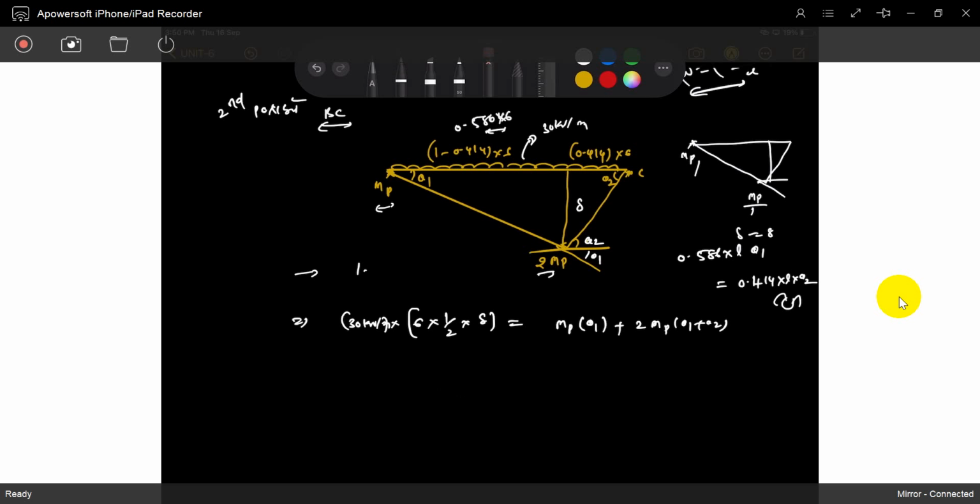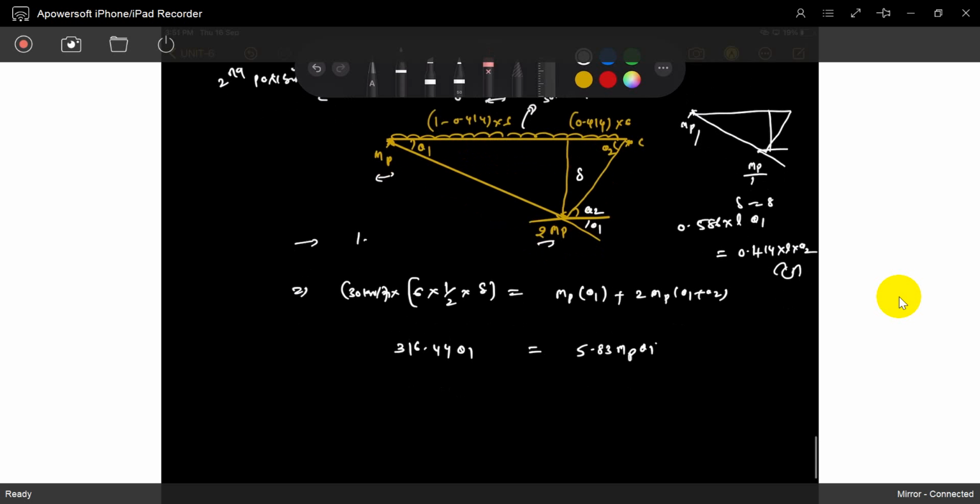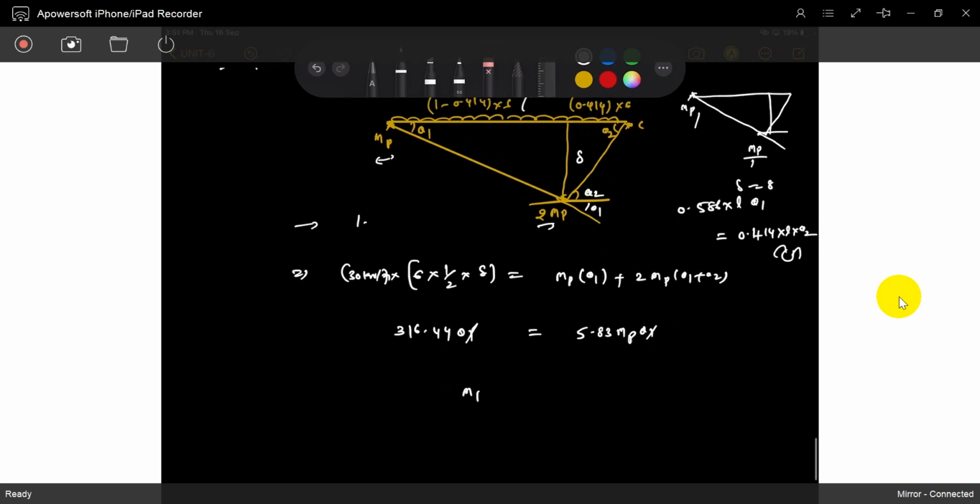No need at all, I will write it down. This value is exactly 5.83 MP theta 1. This is 31.44 theta 1. So what is theta 1? Theta 1 cancels. What is MP? MP here is 54.28 kilonewton meter.